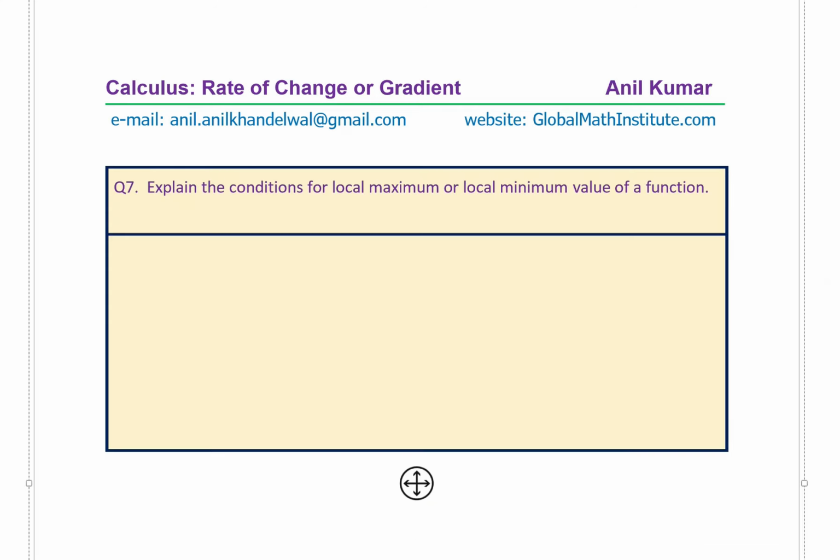Now let's take up the next question based on this. Question number 7 is: explain the conditions for local maximum or local minimum value of the function. So here you need to summarize our learnings, right? So let's try to understand here the conditions. So first condition is, we'll say condition 1.